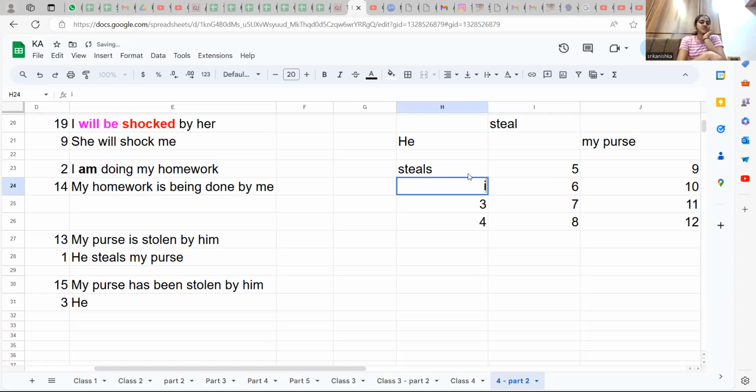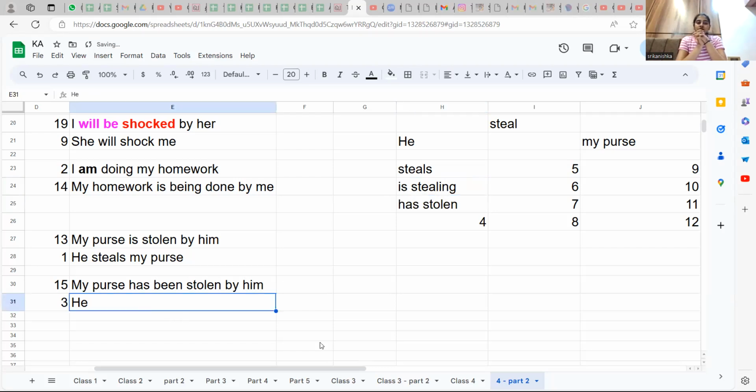He is stealing my purse. Keep going, keep going. Number 3. He has stolen. Ah, he has stolen. There you go. Let us stop there.